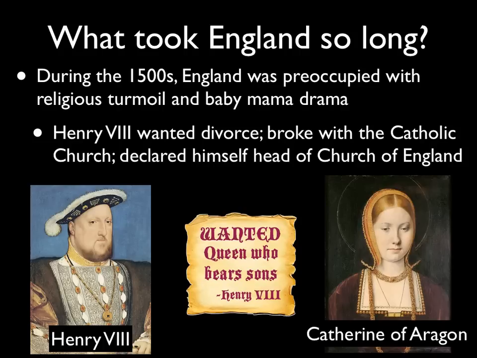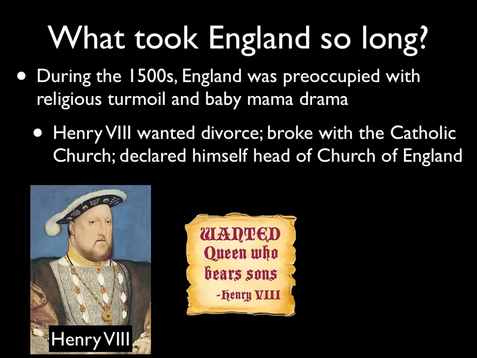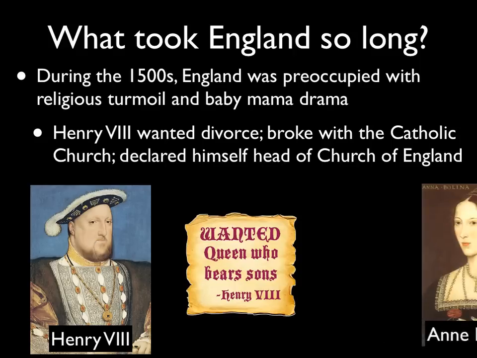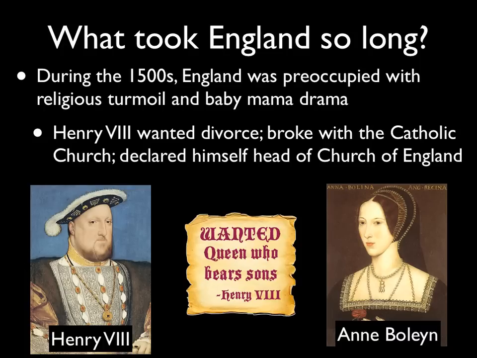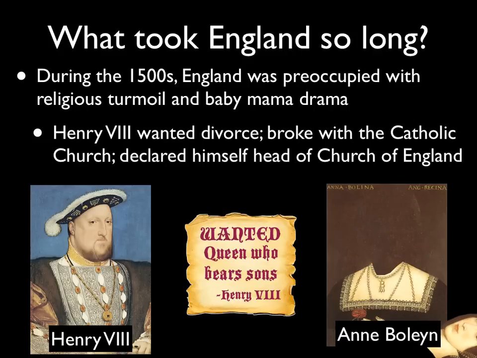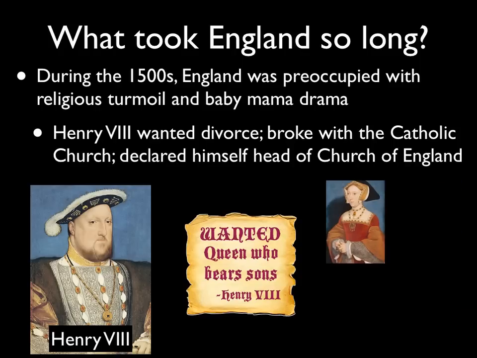Henry named a new archbishop of the Church of England, who granted his annulment, and then he remarried a woman named Anne Boleyn. So he told Catherine to go away, and he remarried a woman named Anne Boleyn. But poor Anne, like Catherine, only had one healthy daughter, a girl named Elizabeth. So she soon found her head under the sharp edge of the guillotine blade. So Henry then went on to marry 4 other women.